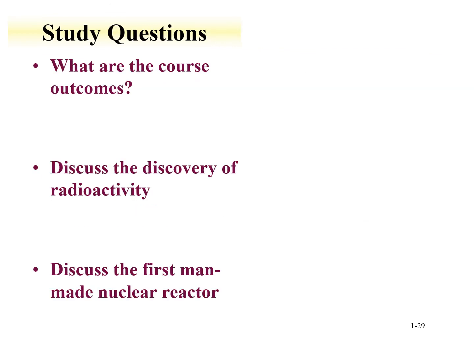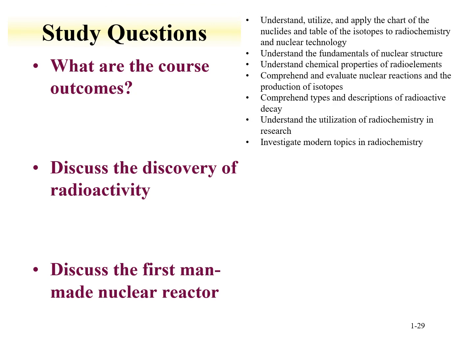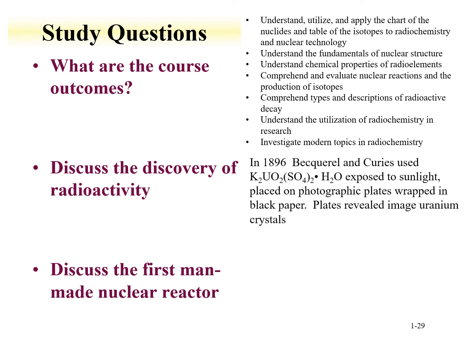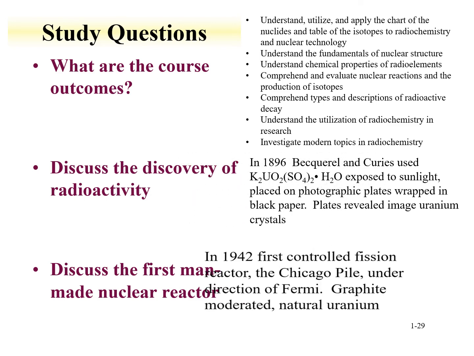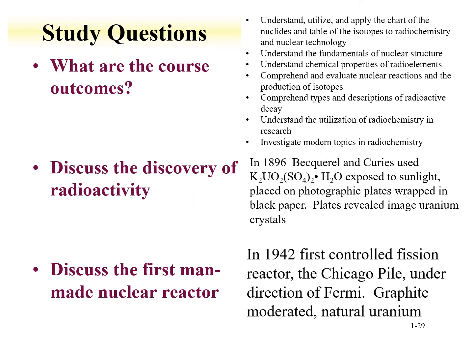Okay, some examples of questions that you should be able to answer include, what are the outcomes of the course? The course outcomes are listed here. They include fundamentals of nuclear structure, chemistry of the radioelements, modern topics in radiochemistry. Discuss the discovery of radioactivity. Becquerel and the Curies used uranium salt, exposed it to sunlight. And how about the first man-made reactor, 1942, the Chicago pile.